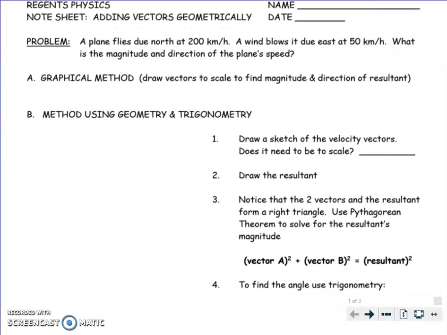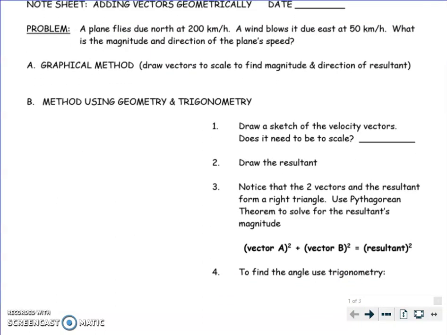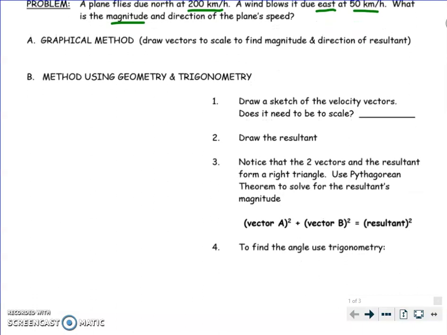So we're going to build this lesson around a problem, and then I'll do some other examples. So let's say I have a plane moving due north at a certain speed, and then a wind blows it east at another speed. So what is the magnitude? In other words, what's the sum of those two numbers in the direction of the plane's speed? So the plane just flies north. It should go north, but if it's being blown east, then it's going to move north and east at the same time, and we're going to add those two speeds.